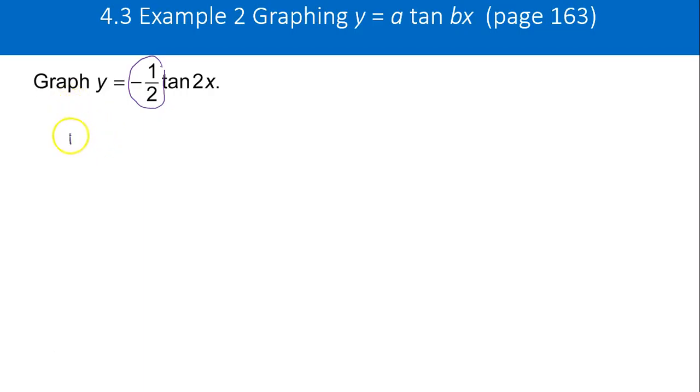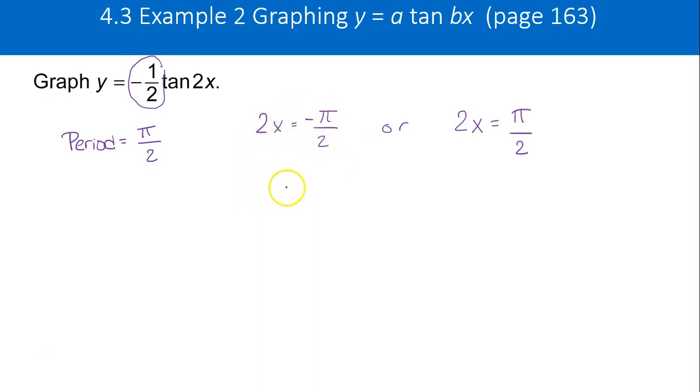So the period of this function is equal to pi over b, so pi over 2. There's our period. And the equations that we want to solve are bx equals -pi over 2. So 2x equals negative pi over 2. And bx, or 2x, equals pi over 2.